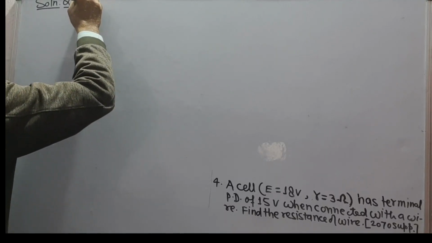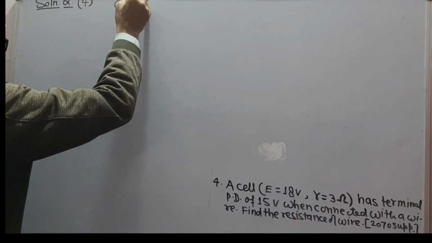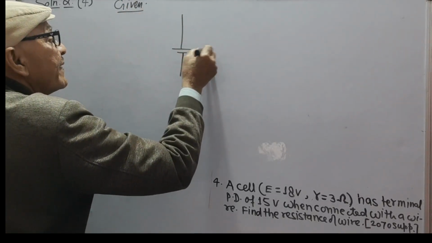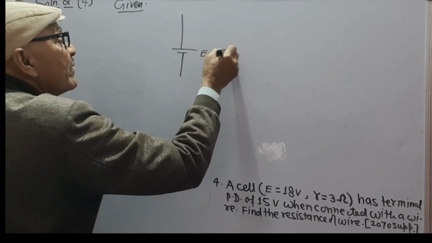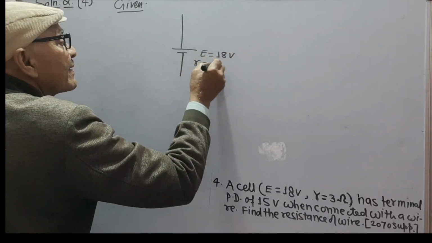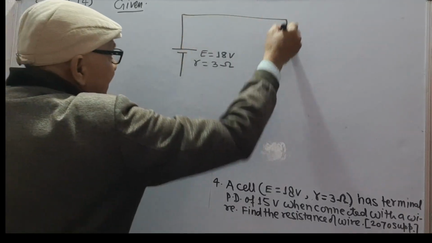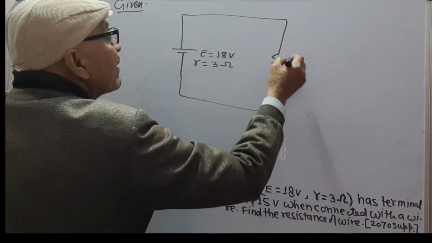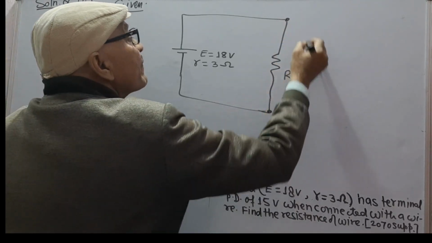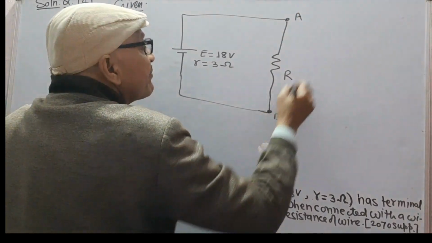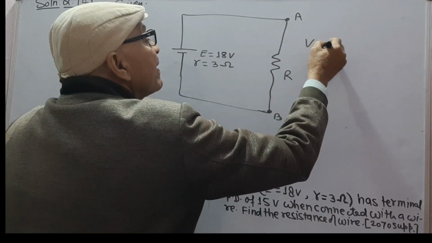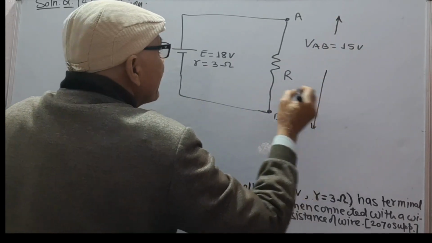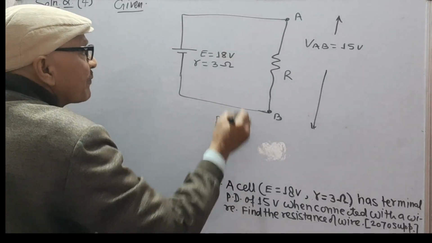Solution to question 4. Here given, this is a cell of EMF E, 18 volt and internal resistance 3 ohm. This is connected with a wire of resistance R, so that the terminal PD between two terminals of battery is VAB is equal to 15 volt. So we have to find the value of R.